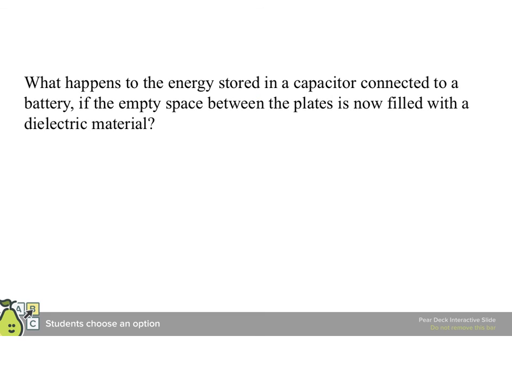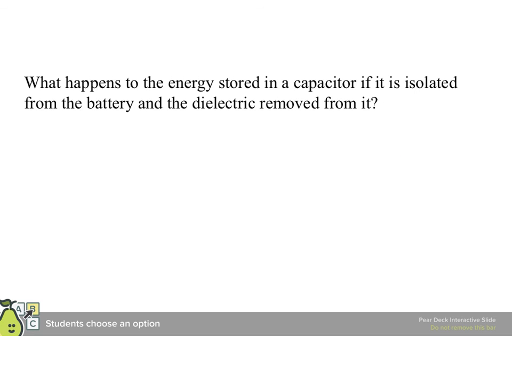What happens to the energy stored in a capacitor connected to a battery if the empty spaces are now filled with dielectric material? Well, in that case, the capacitance is increasing because capacitance is kappa times C naught. So the potential energy is also increasing. What happens to the energy stored in the capacitor if it is isolated from the battery and the dielectric is removed? Well, now we have C decreasing, but the potential energy is Q squared over 2C, and Q is constant since it's isolated. So C decreasing means that U increases in that case.